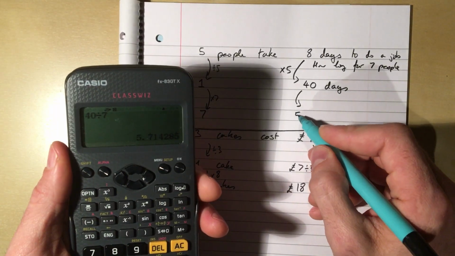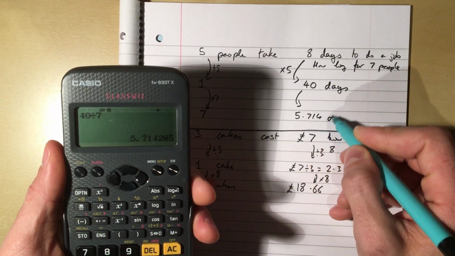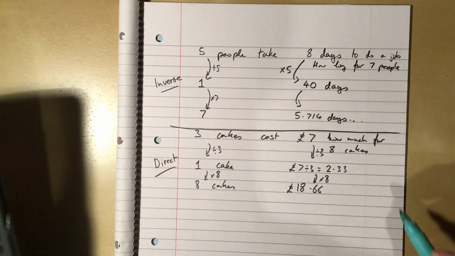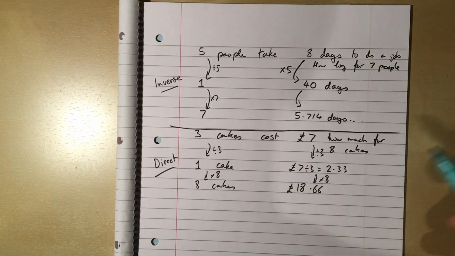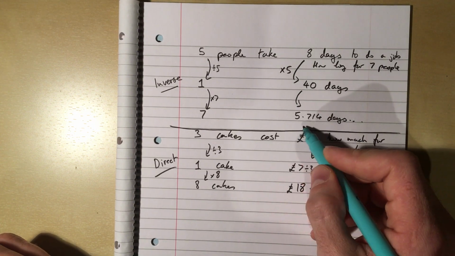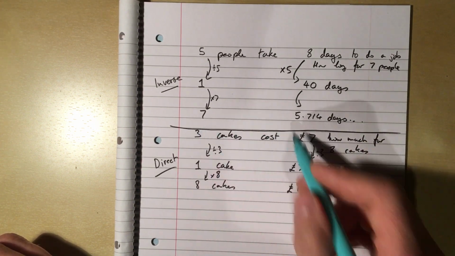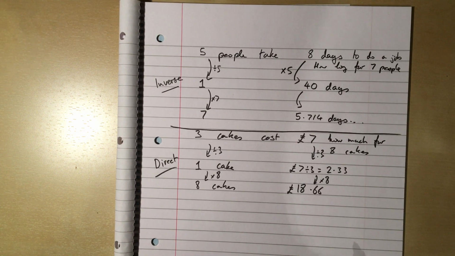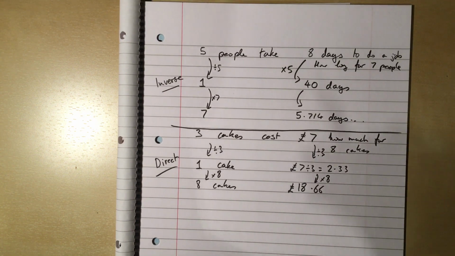So here I've got 5.714 days. So you'd have to read the question, do they want it to the nearest day? Do they want it to the nearest hour? And write it appropriately. So if they wanted it to the nearest day, that would be 6 days. 7 people can complete that job in 6 days. So that is the numerical method for proportion.